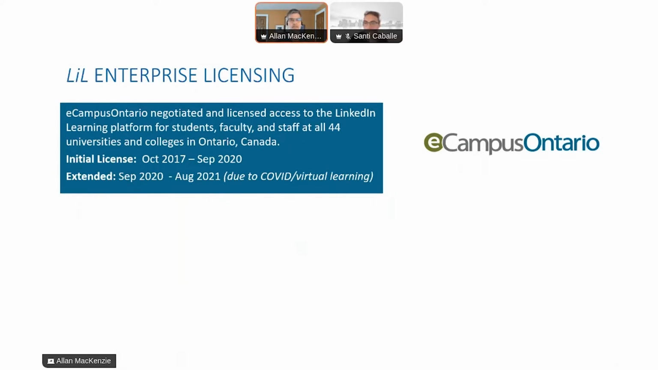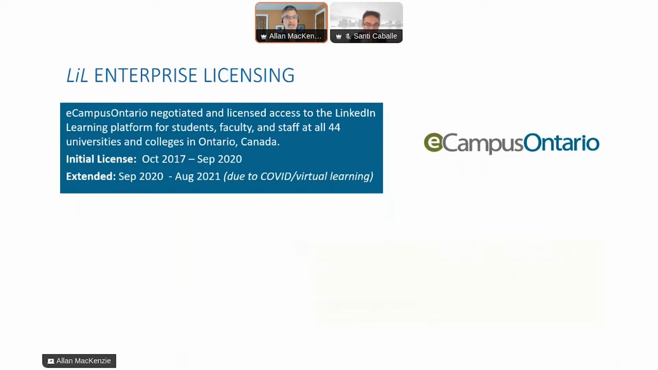And luckily, within the province of Ontario, Canada, where I am, we have an organization called eCampus Ontario. And back in 2017, they paid for an enterprise license for all universities and colleges within Ontario, which is 44 institutions in total. And that ran for 3 years, and then they extended the license for 1 more year because that was the beginnings of COVID. And then after that, the license expired. They did not renew it.